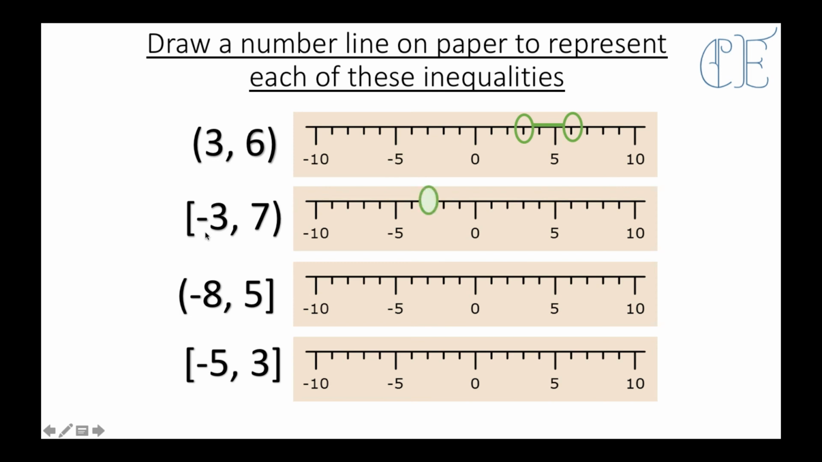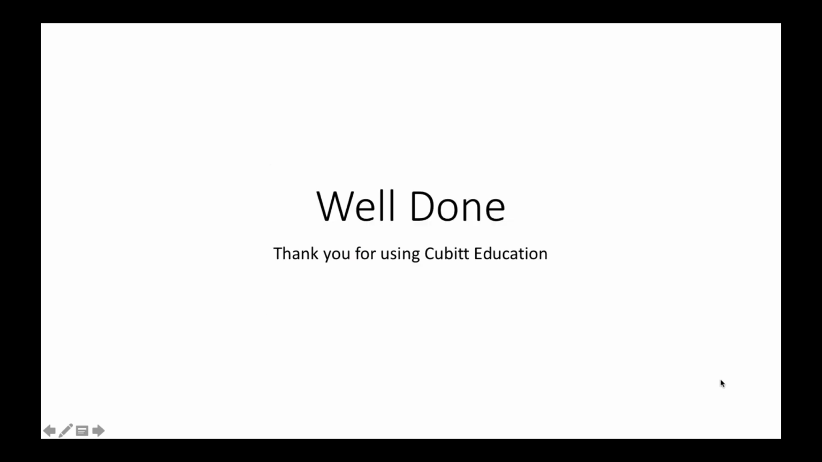Here we have 1 coloured in circle and 1 not coloured in circle. This is square, so it'd be coloured in at 3, but not coloured in at 7 because it's round. Here we have minus 8, which would not be coloured in, but then we have 5, which would be coloured in. And then here we have 2 square brackets, which means both minus 5 and 3 would be coloured in. So well done. Now you know how to put inequalities on a number line.